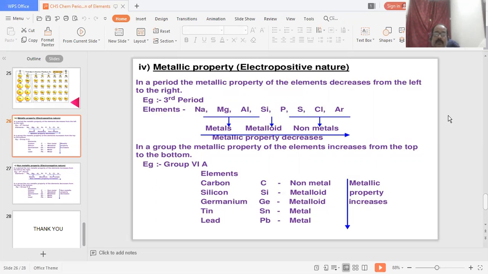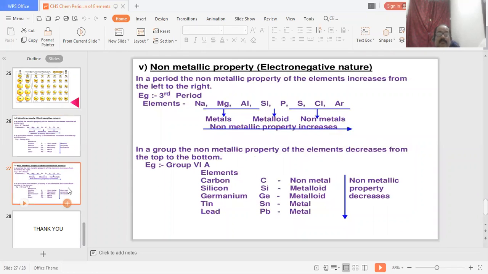But in a group, when we move top to bottom, the number of electrons and the number of orbits both increase. So in a group, the metallic properties of elements increase from top to bottom. We discussed this topic yesterday also; today I recap.